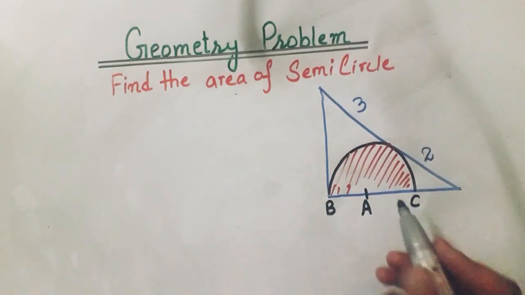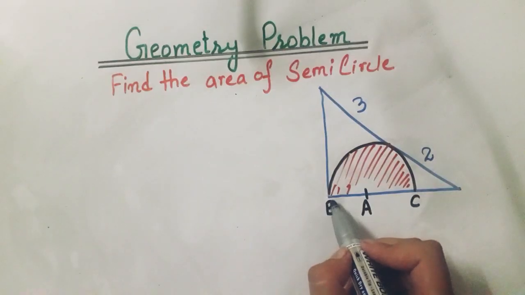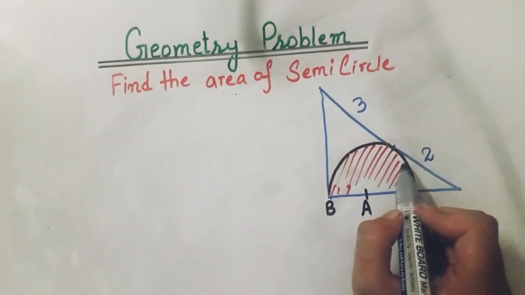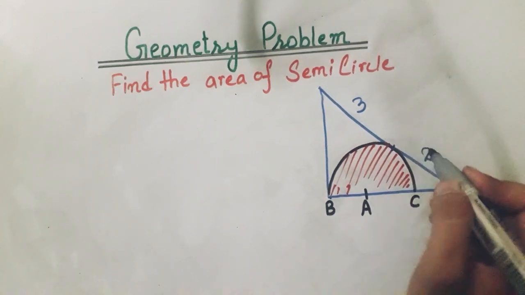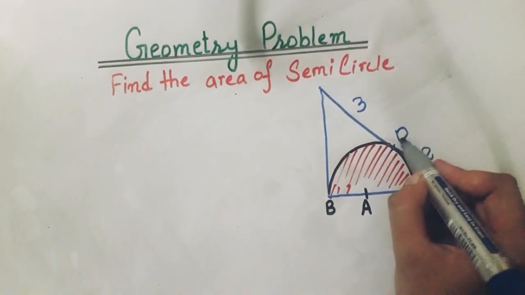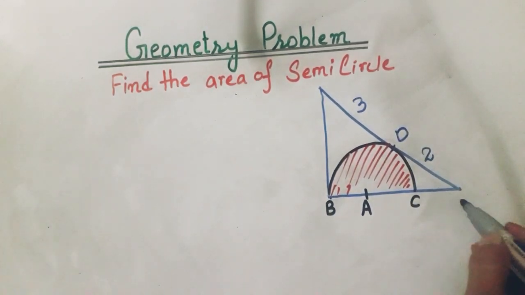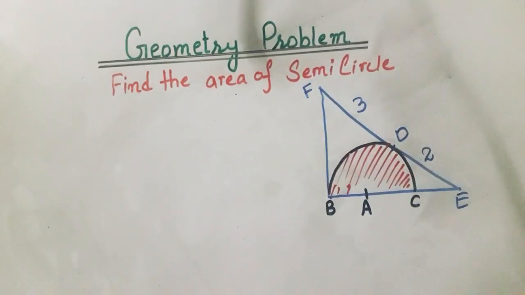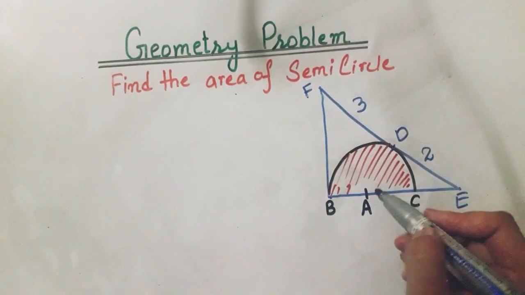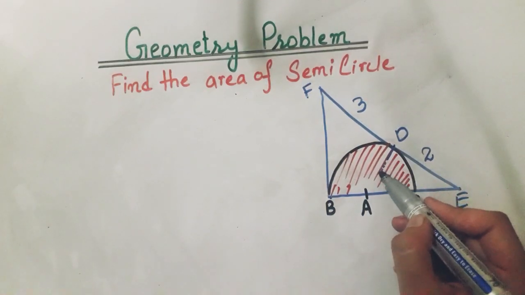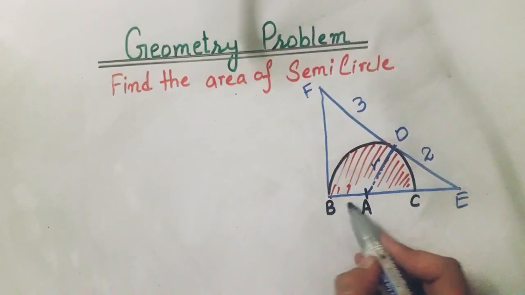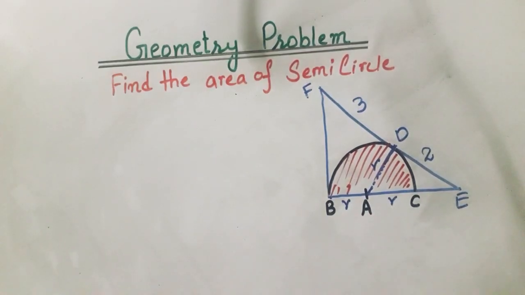And now this point is B, and where the semicircle touches this right angle triangle, this point is D. And these points are E and F. Now we can also join A and D. This will be the radius, this will be the radius, this will be the radius. These are the radius points.